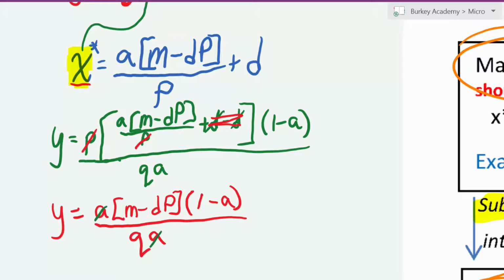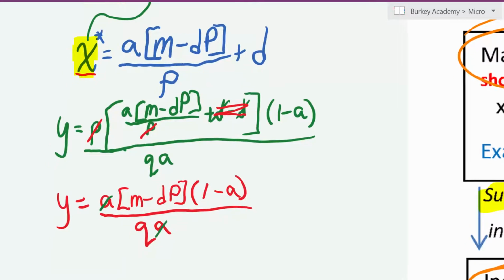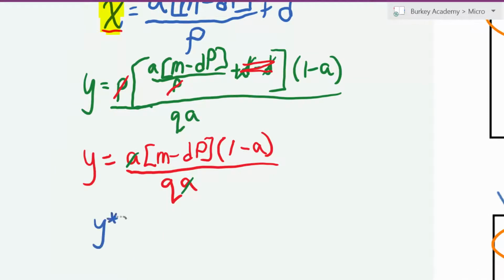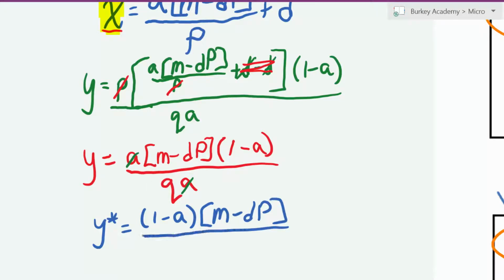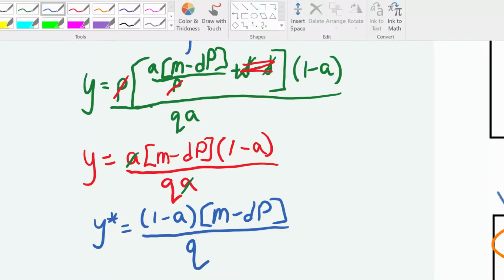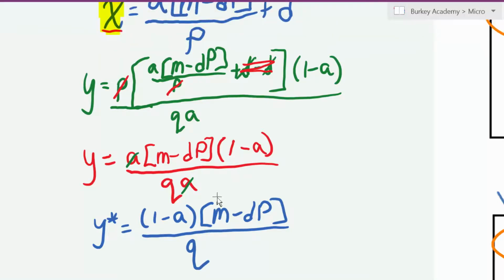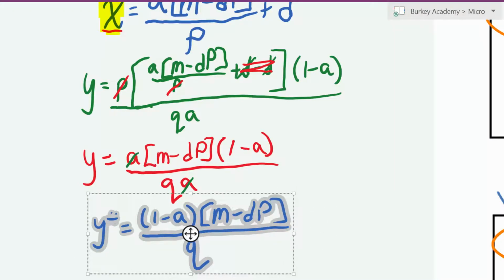And so now we're left with something that is pretty simple. Y star equals 1 minus alpha, I'm just going to put that on the front here, times (M minus dP) over Q. Now this is very, very similar to the same idea that we had for our demand function for X. Let's go put them next to each other and see.